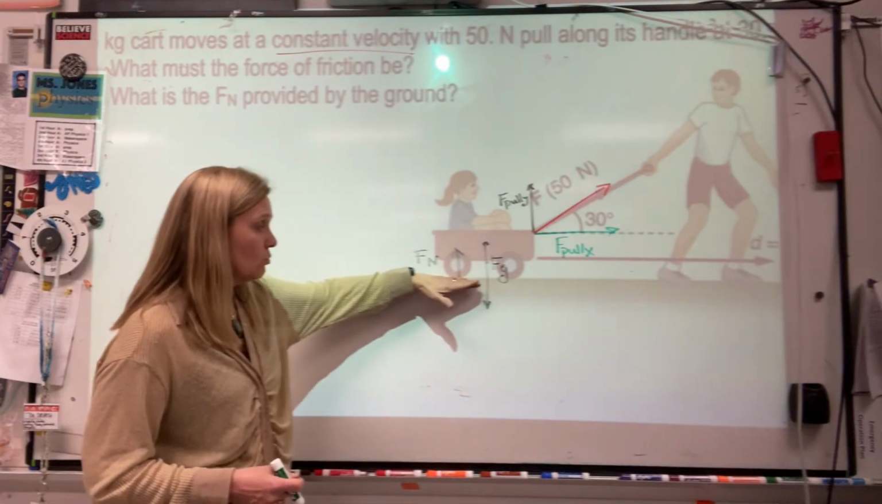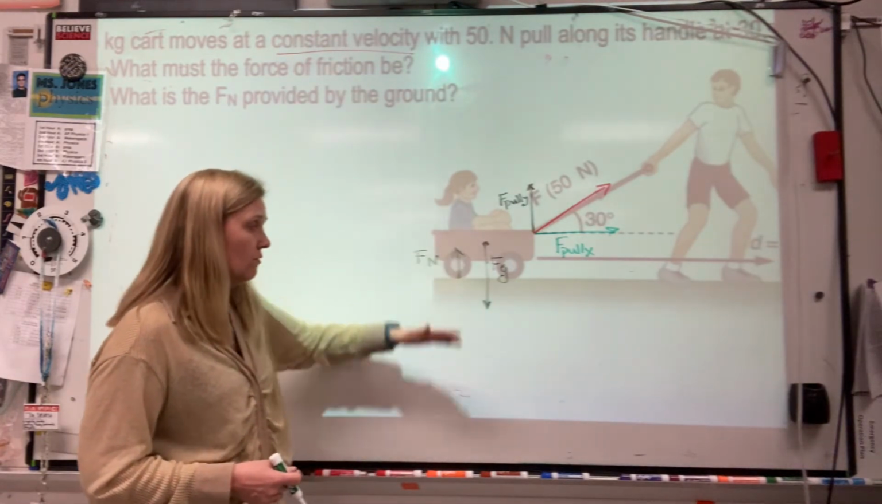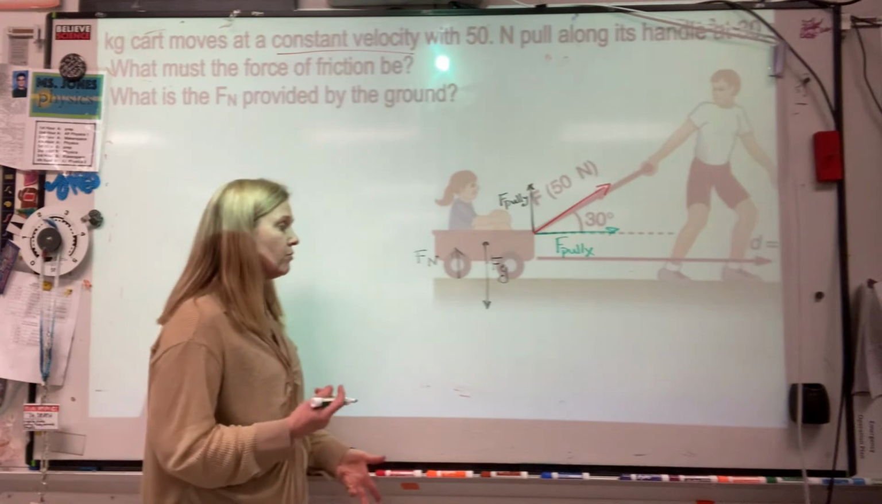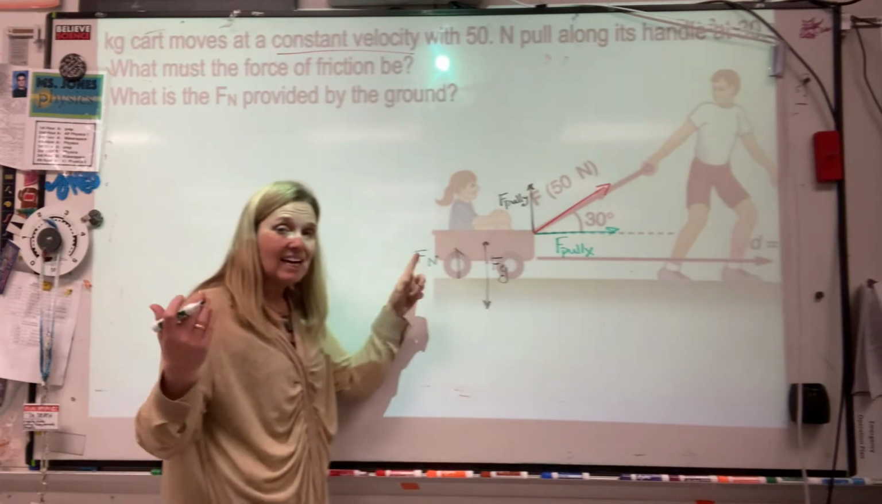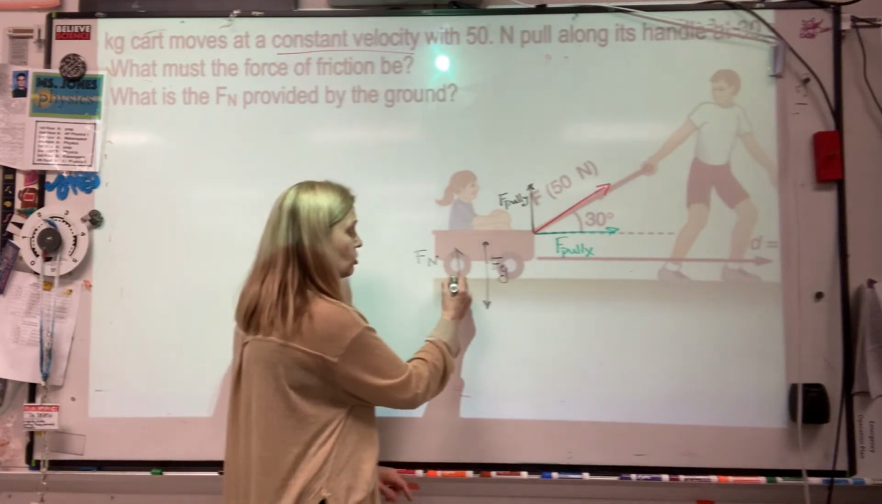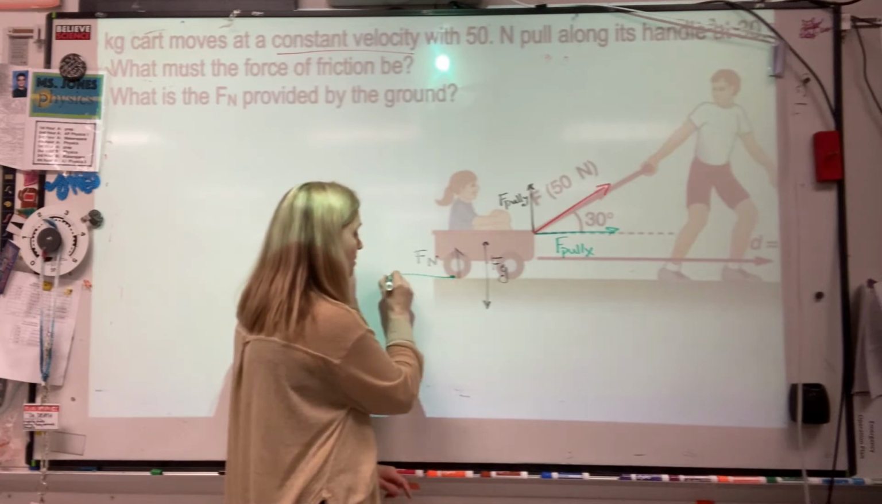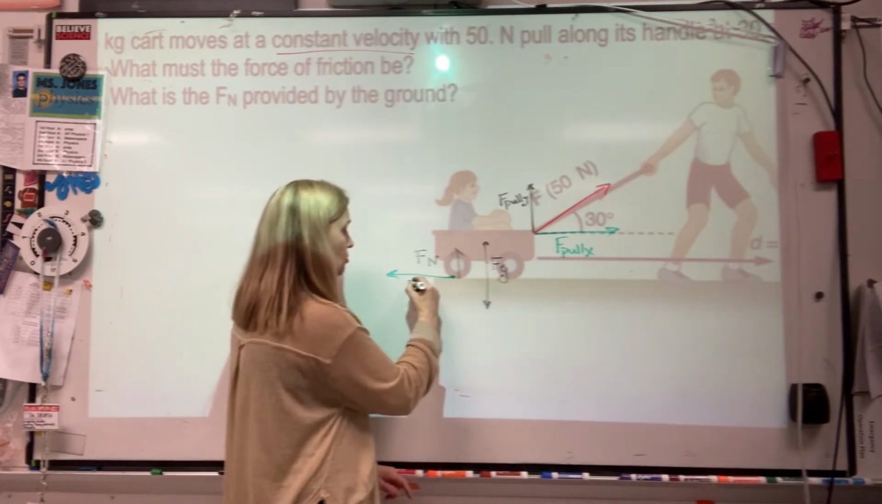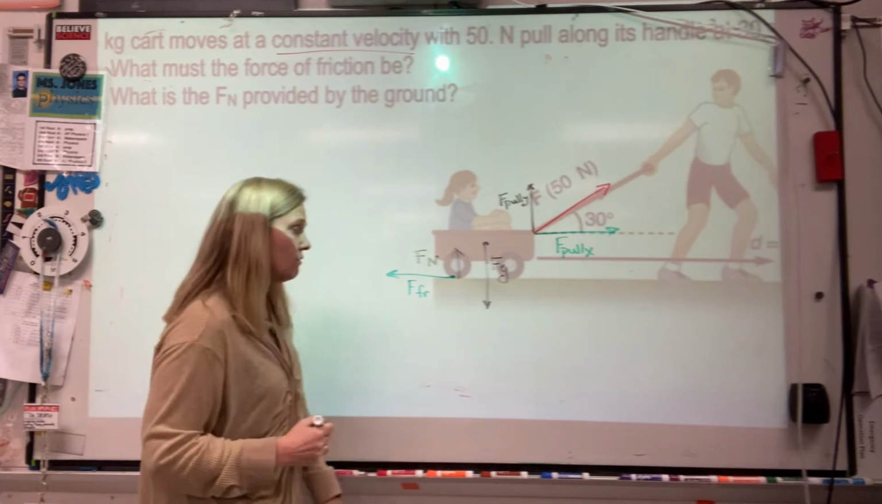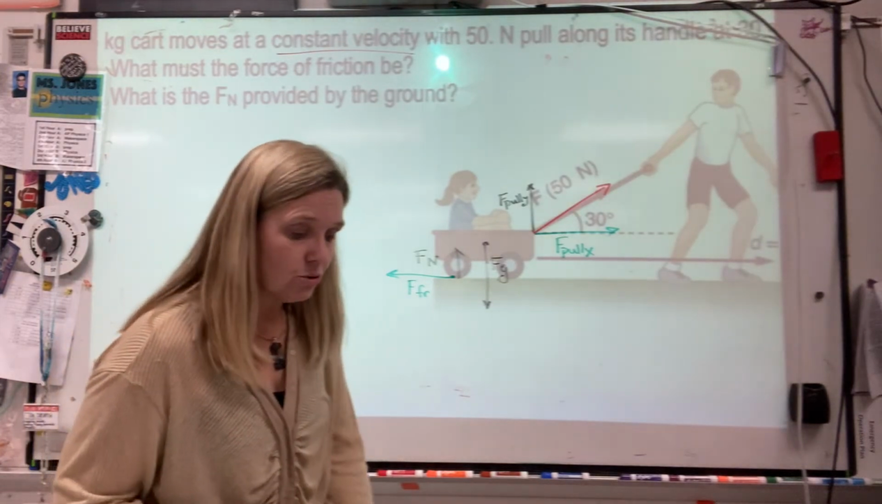All right, this was the contact surface, so we leave there. And then same thing with friction, where I'm going to pretend like it's acting on this back wheel. So I'm going to start my arrowhead there, and I'm going to go like this, and then I'm going to label this force of friction, F_fr.